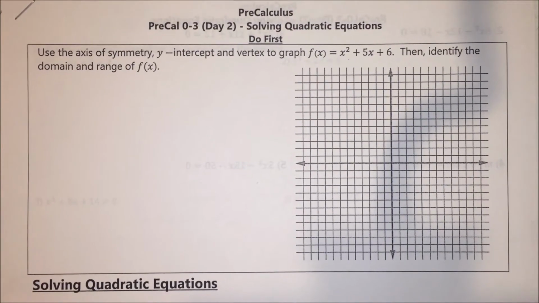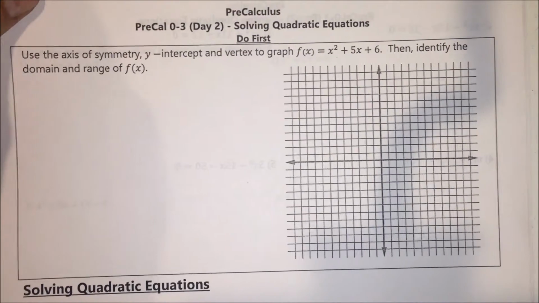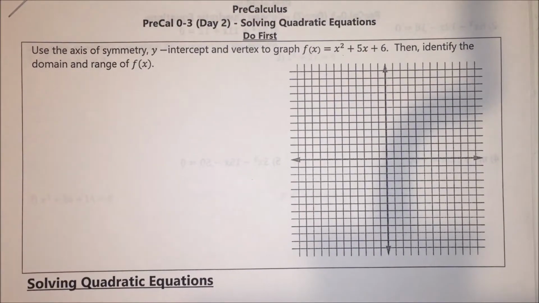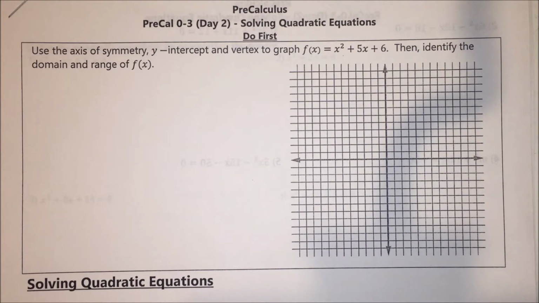Okay, so let's get into it. Let's do a "do first" together. This problem says use the axis of symmetry, y-intercept, and vertex to graph f of x is equal to x squared plus 5x plus 6. Then identify the domain and range of f of x.